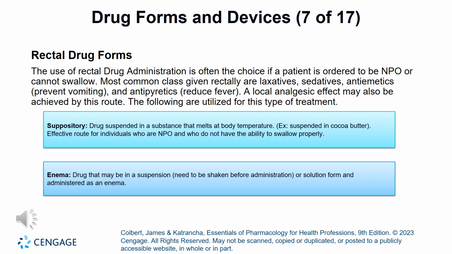The following are utilized for this type of treatment. You have your suppositories and your enemas. Suppositories are those drugs that are suspended in a substance that will melt at body temperature. An example is if it's suspended in cocoa butter. It's an effective route for individuals who are NPO and who do not have the ability to swallow properly. Enemas may be in a suspension, which, as we learned earlier, needs to be shaken before it is administered, or in solution form and administered as an enema.